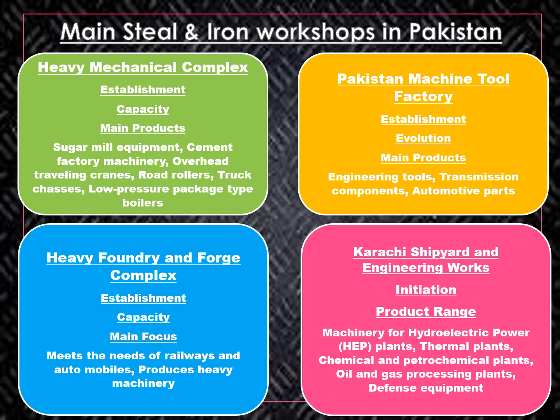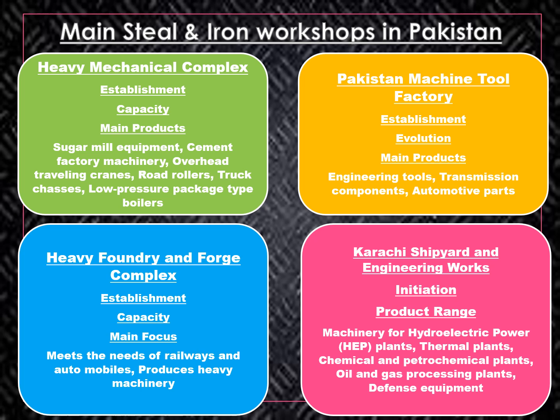Then we have Karachi Shipyard and Engineering Works, and as its name depicts, it commenced operations in 1956 and specialized in shipbuilding and repair, catering to both local and foreign orders. And their product range includes machinery for hydroelectric power (HEP) plants, thermal plants, chemical and petrochemical plants, oil and gas processing plants, and defense equipment.